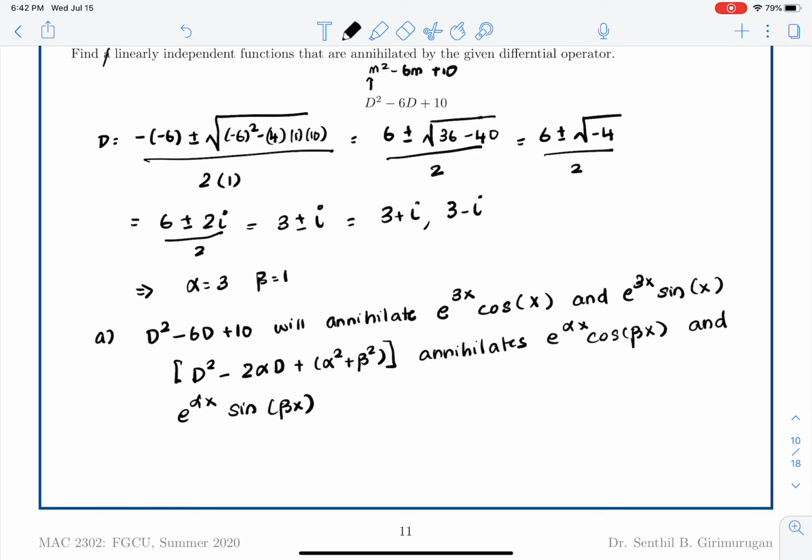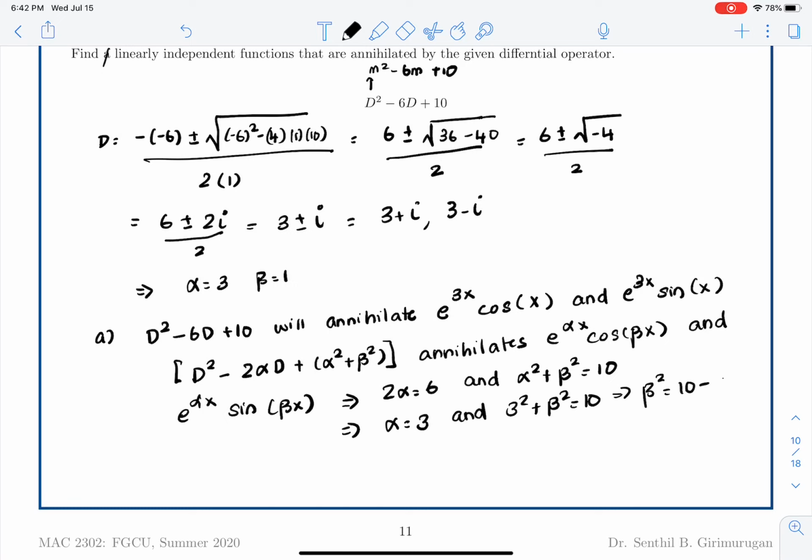So by direct comparison, 2 alpha would equal 6, and alpha squared plus beta squared would equal 10. Alpha is 3, and 3 squared plus beta squared equals 10. Beta squared equals 10 minus 9. Beta is plus or minus 1. And we just keep the positive value. So what we have here and what we have there are one and the same.